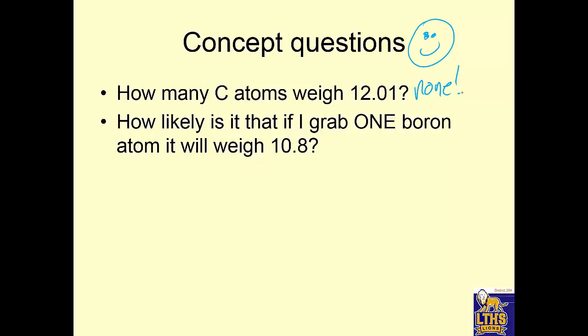So if I said the average in the class right now is an 87.3821352, well, we only have one assignment, which is to turn in your form, so that means that it's impossible. How many people have that average? No. How likely is it that if I grab one boron atom, it will weigh 10.8? Now notice 10.8 on the periodic table is the average atomic mass, 0%. That average is not the mass of any particular isotope.